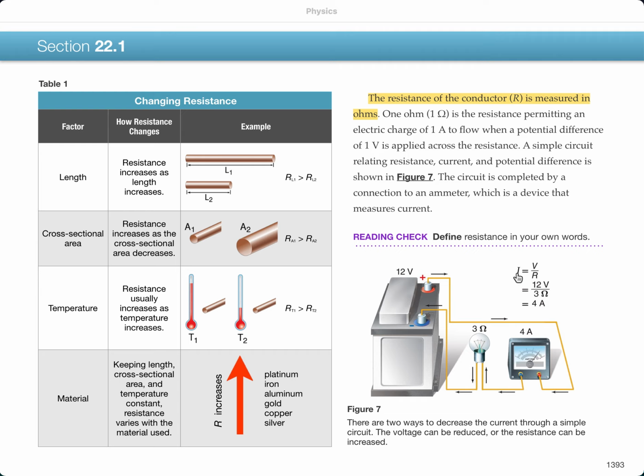That says the amount of current that flows in a circuit is directly proportional to how big the voltage is, in other words, how large a battery you have, and inversely proportional to the resistance. The resistance basically comes from resistors, which we'll talk about, or light bulbs, which are basically skinny wires that resist the flow of current and get hot and glow.